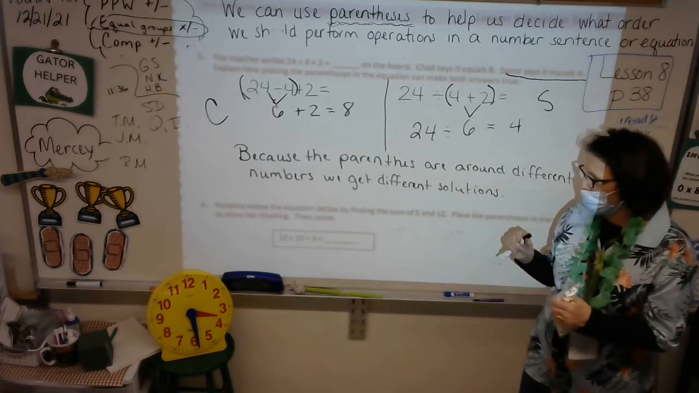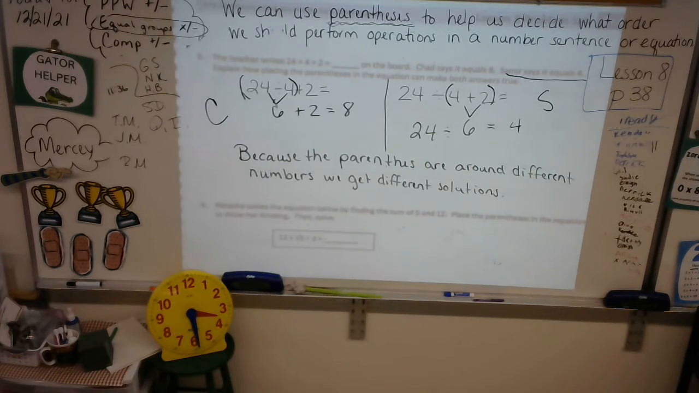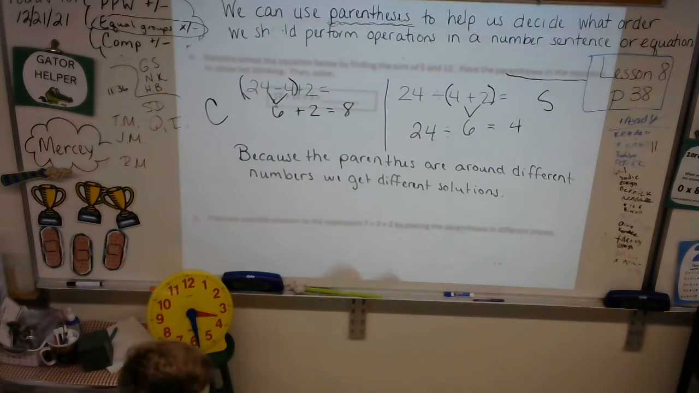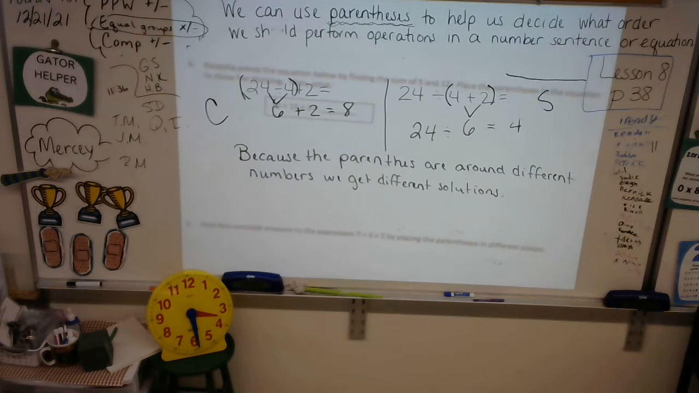Okay, we're going to do one more. So if you're done with that, go ahead and read number 4. Friends, I promise we are almost done. Actually, we're going to do number 4 together, and then I'm going to let everybody, including our friends at home, do number 5 on their own.